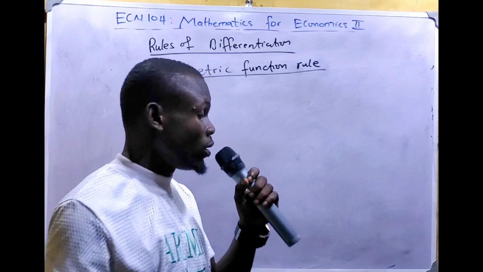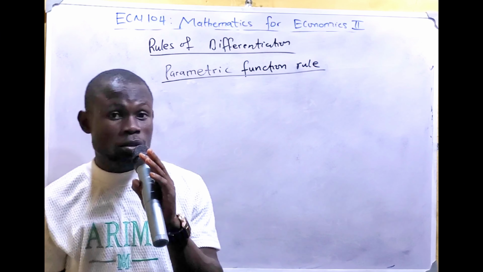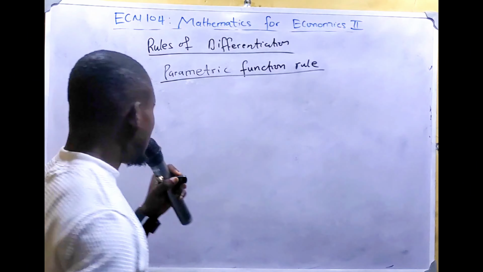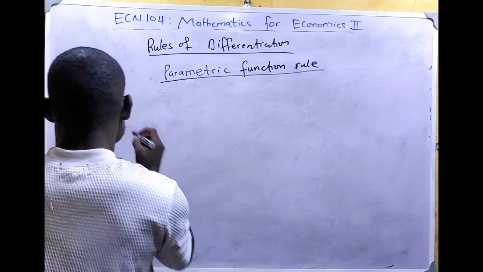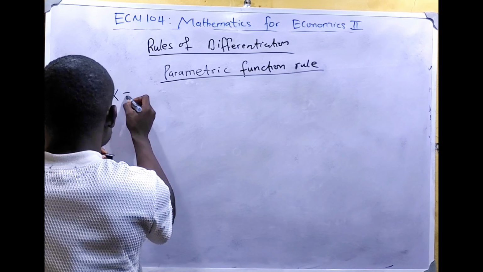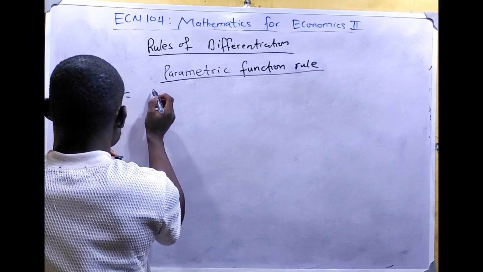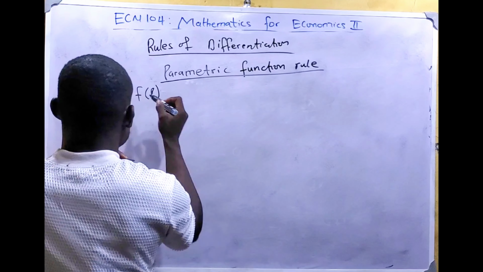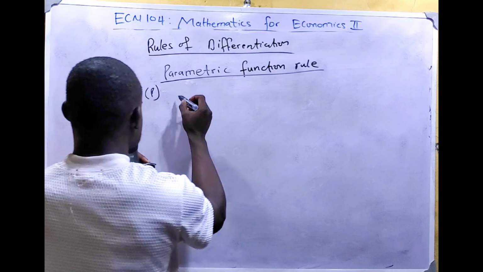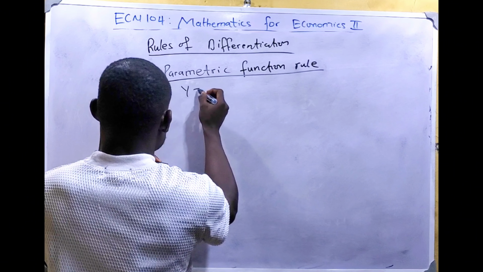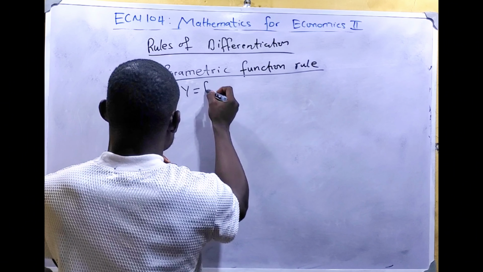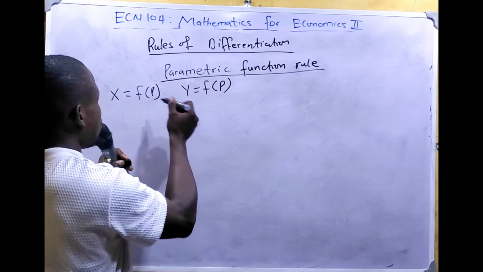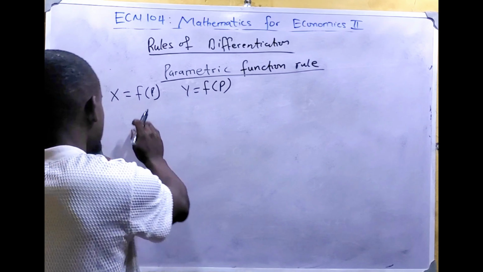The next rule of derivative we'll be looking at is the parametric function rule. This is also very, very simple. Suppose you are given that x is a function of p, and at the same time you are given that y is also a function of p. x is also a function of p, so this is a parametric function.